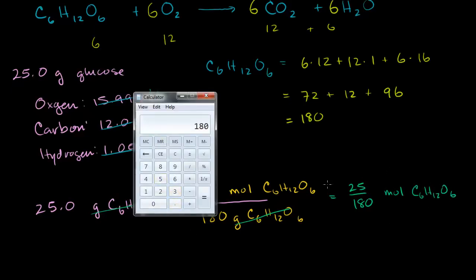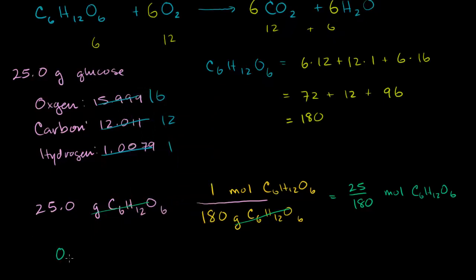And what is 25 divided by 180? I should say 25.0, just so we know that we have 3 significant digits here. I don't want to be too particular about significant digits. Sometimes I'm a little bit loosey-goosey about it, and I was already loosey-goosey with the atomic weights, but we'll try to be someplace in the ballpark. So 25 divided by 180 is equal to, let's say, 0.139. So we have 0.139 moles of glucose.